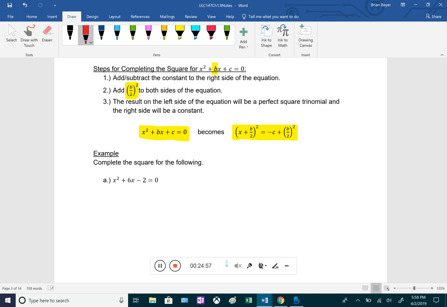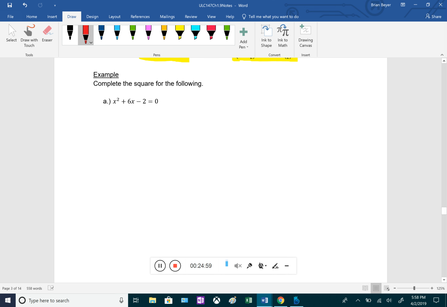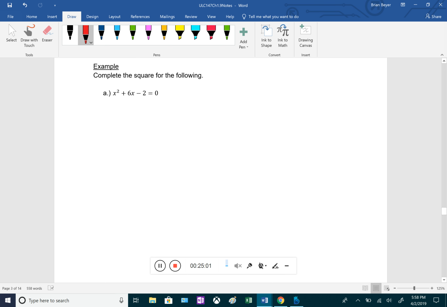Okay, so let's do an example here. Complete the square for x squared plus 6x minus 2. So step 1, we have to add the constant to the other side. So it's going to be x squared plus 6x equals 2. And the next step here is we have to add (b over 2) squared to both sides. So let's figure out what that is.